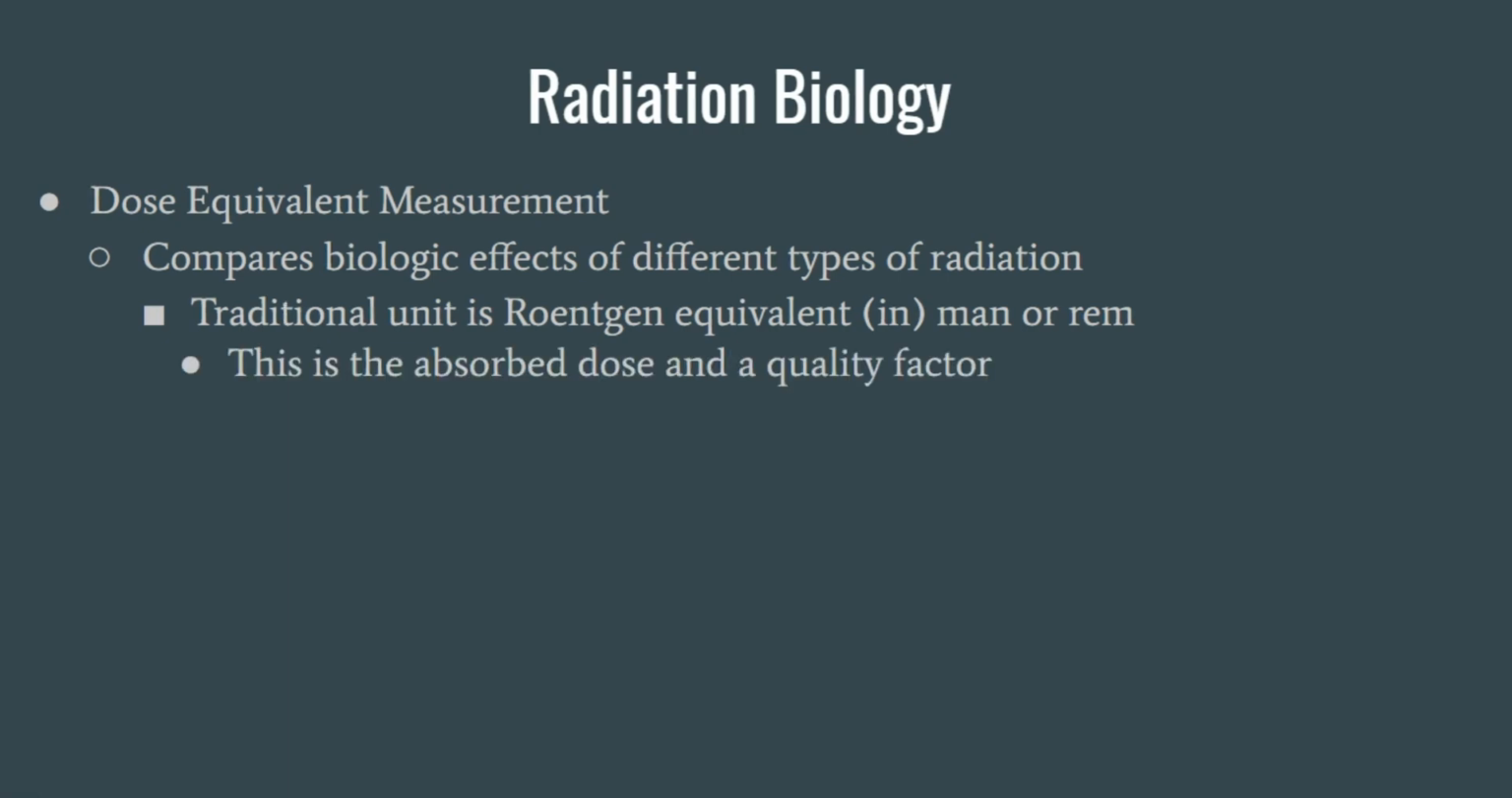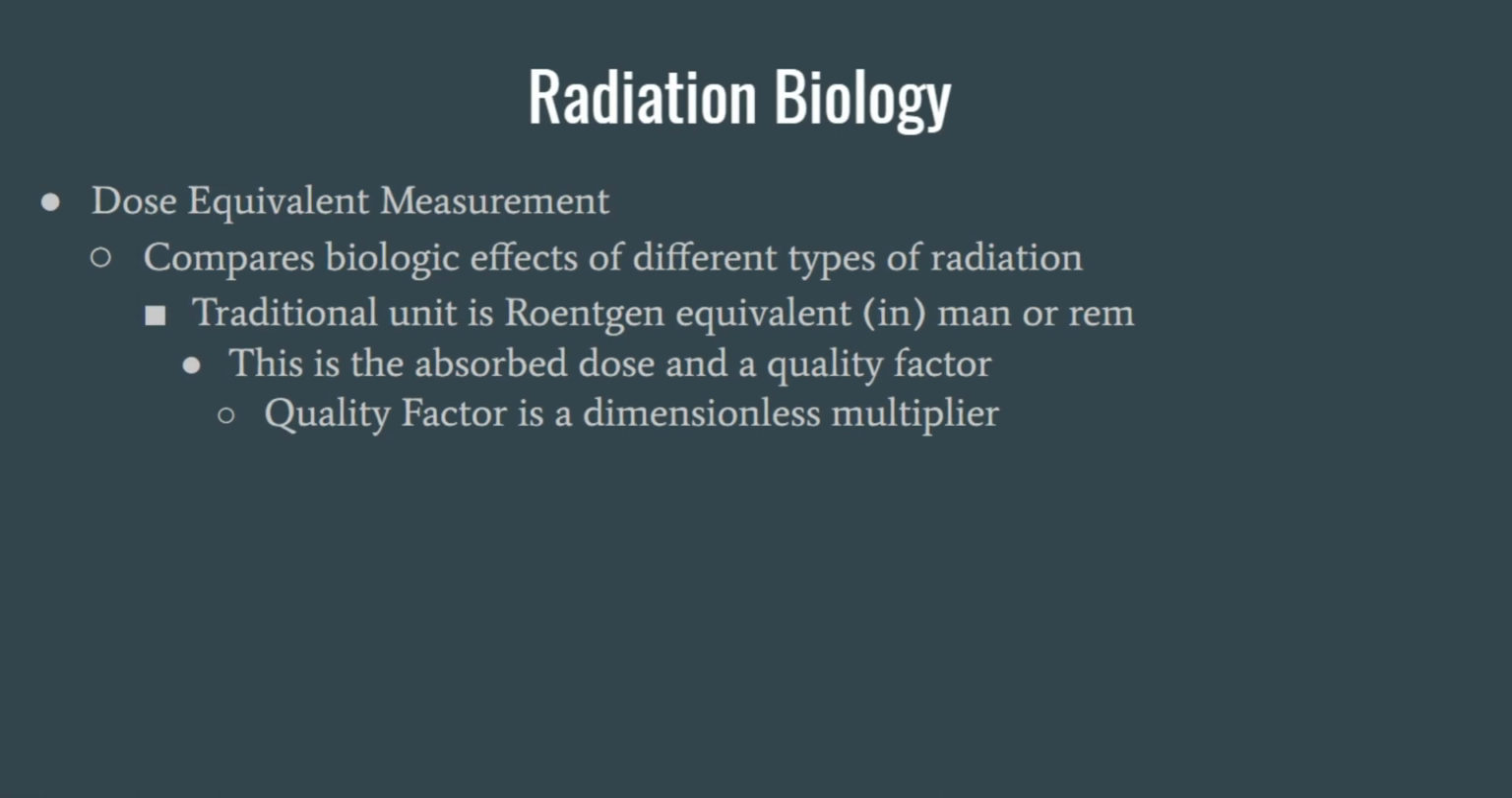This is the absorbed dose and a quality factor. So it is the RAD, radiation absorbed dose, and a quality factor that is very specific for the type of radiation that is being used. A quality factor, also known as a QF, is just a dimensionless multiplier. The QF of radiation is going to be based on the different type of biological damage that can be done. And for X-rays, the QF is going to be 1.